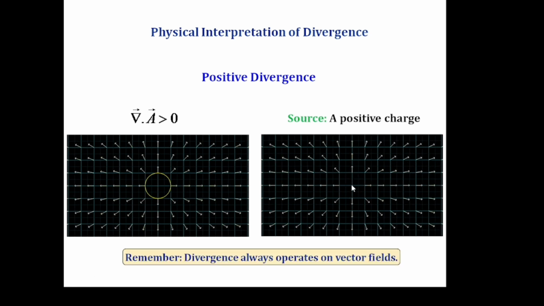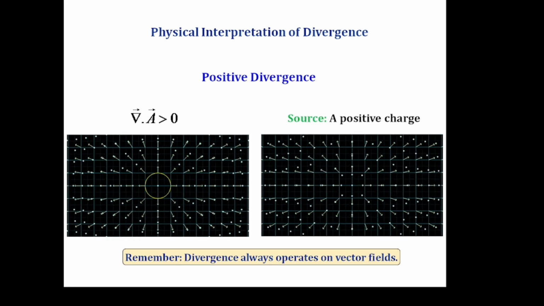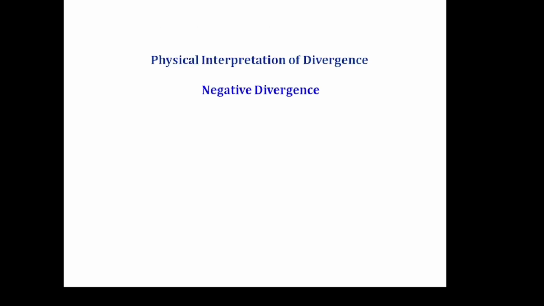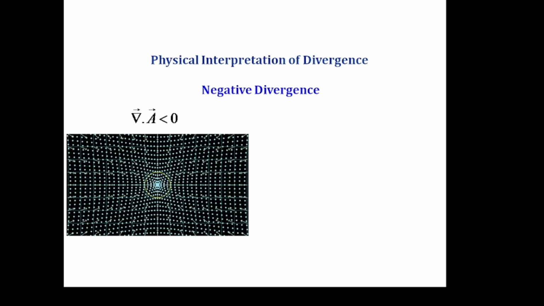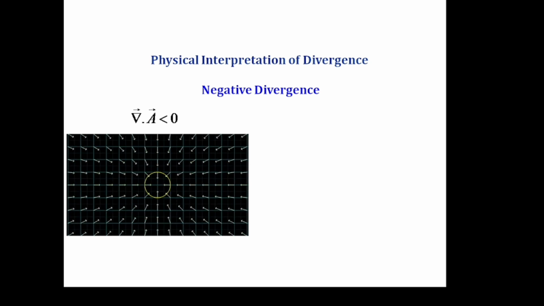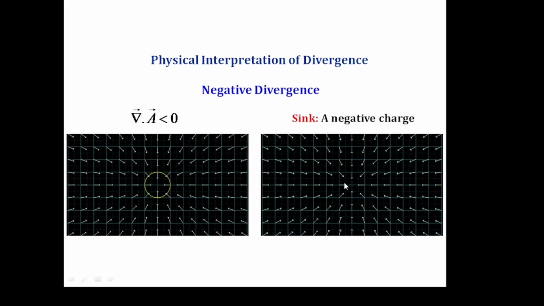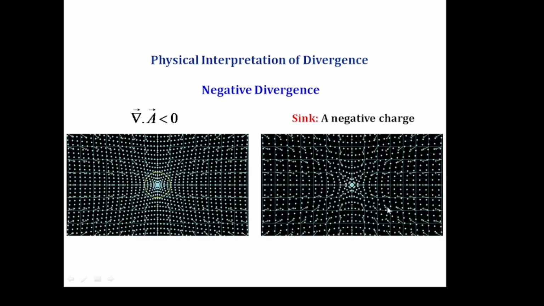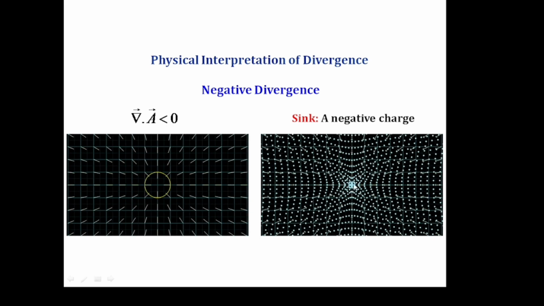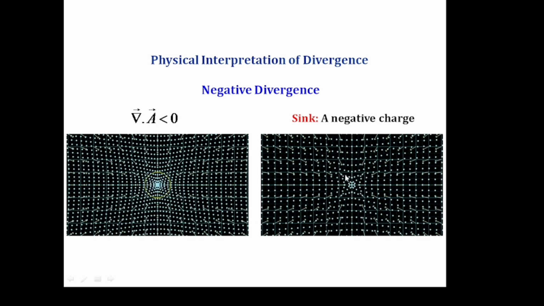Now, what is negative divergence? So, divergence always operates on a vector field, and the answer will be a scalar quantity because it is a dot product of two vectors. Now, what is negative divergence? When del dot A is a negative quantity. And what is its physical significance? Suppose there is a minus q here. So all the lines of force are converging at a point. So then the del dot A will be a negative value, and this point is called sink.